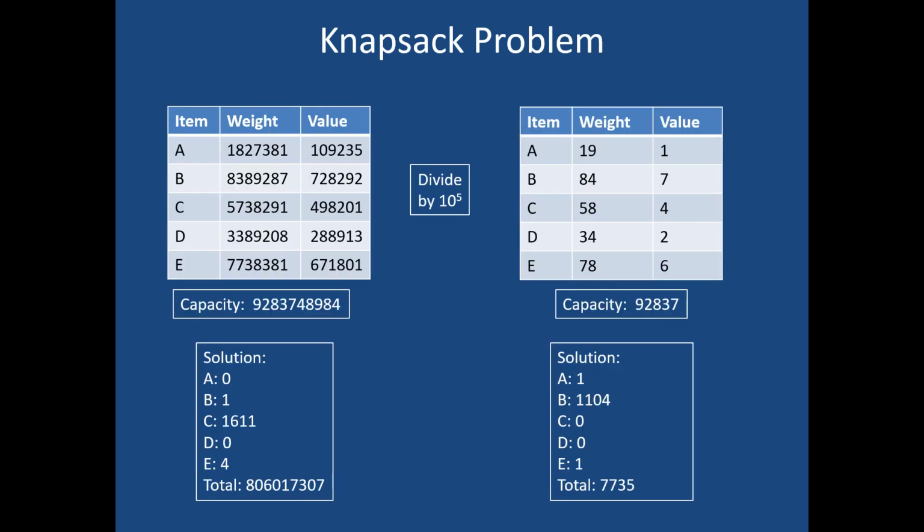So I took the time to solve this one and came up with this. This is the optimal solution. It involves taking no A's, 1 B, a bunch of C's, no D's, and 4 F's. And this one over here involved taking 1 A, 1,100 D's, no C's, no D's, 1 E. And it looks like a very different solution. But how could you evaluate how good it is?